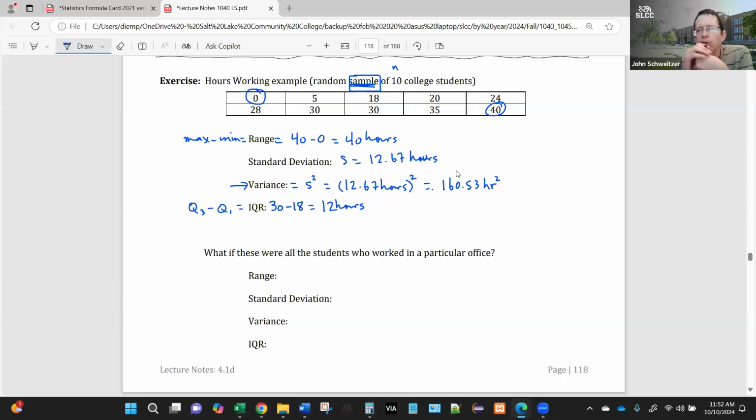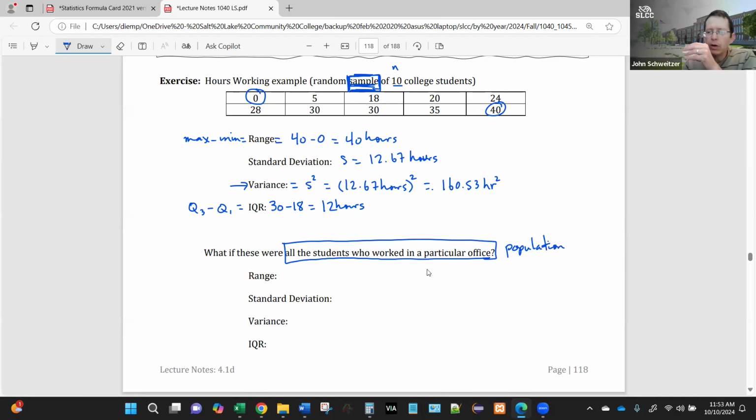Let's change this scenario slightly. Let's go from a sample to a population. When you're learning about topics, sometimes you do that, right? You imagine a slightly different scenario and you think about the consequences of that. So what's our scenario now? Instead of this being a sample of 10 students, let's say that this represents all the students who work at a particular office. So let's say these are all of the student interns at a particular company, something like that. So it's no longer a sample, it's actually a small population.